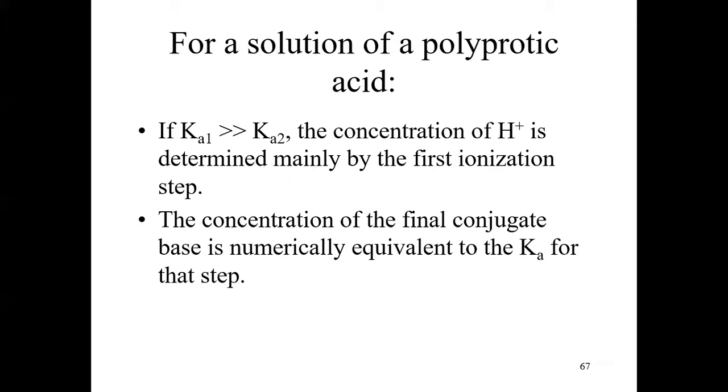If you have a polyprotic acid where the difference in value between Ka1 and Ka2 is large, I'm talking 2 orders of magnitude or more, the concentration of hydrogen ions is determined mainly by the first ionization step. In other words, you don't need to do any further ICE tables to find the concentration of hydrogen ion. And if it's a diprotic acid, the concentration of the first conjugate base is also going to be given by that first step, not by the second one.